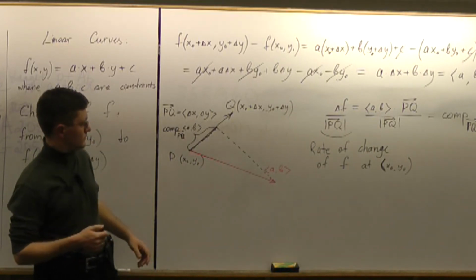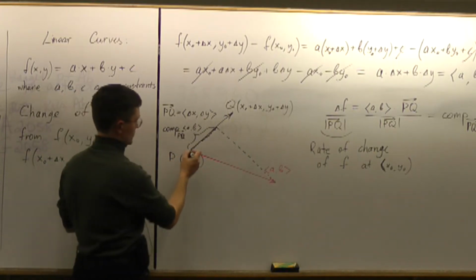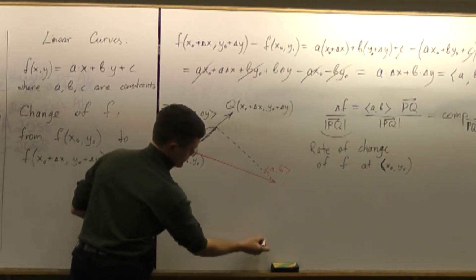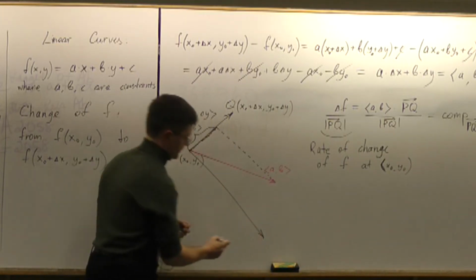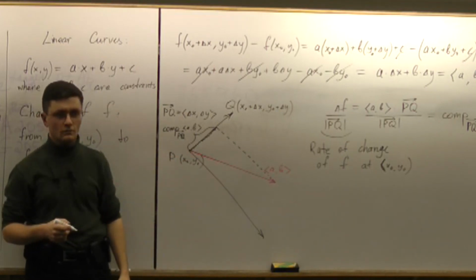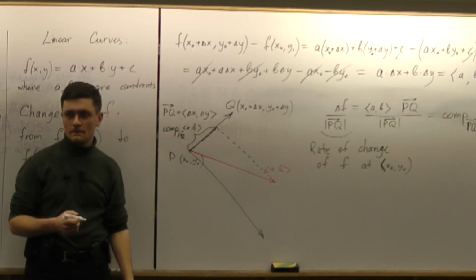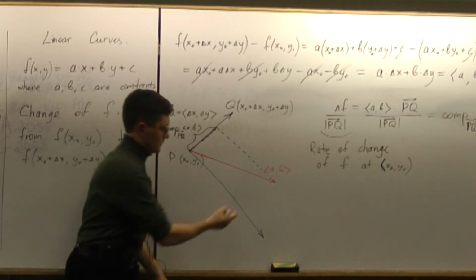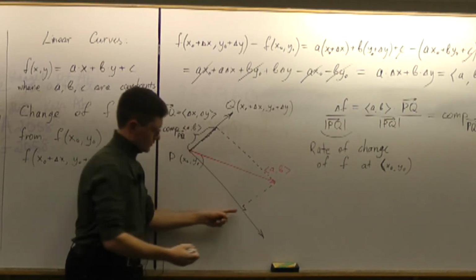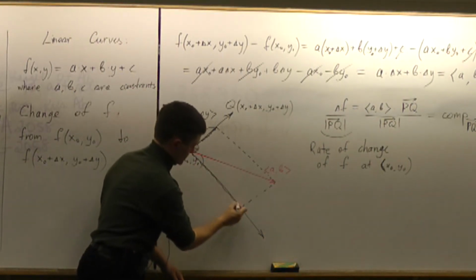Is that rate different if I switch from P to some other point? Well, let's play with that. What if I switch from P to a point there? What would be the rate of change of my function in that direction? Well, the rate of change is going to be projection of this AB vector onto that direction, right? So the rate of change is quite different.